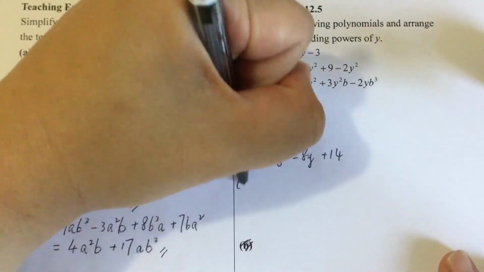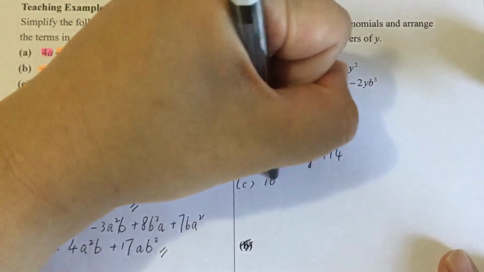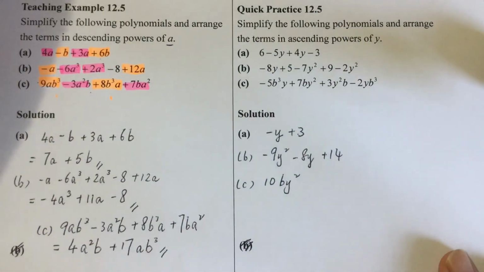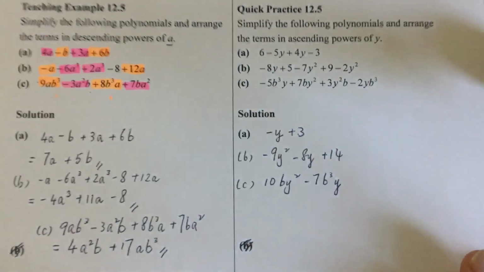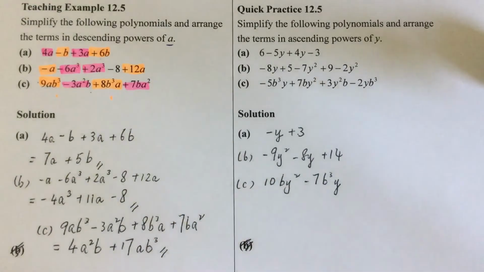And finally, for part C, you will say this one is 10by squared first. And then the other one is negative 7b cubed with the power y. Okay, b cubed and also the y. So this is part A, part B, and part C. I hope you all know how to do this question. Every time you have the highlighter, you can use it to find which one is the like term and which one is the unlike term, so that you can solve the problem easily.